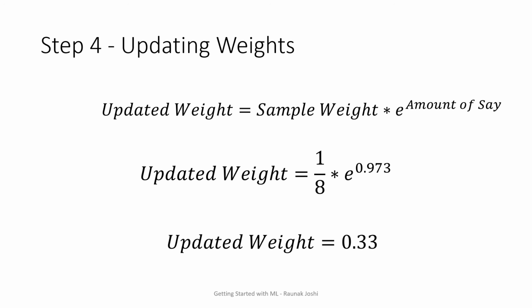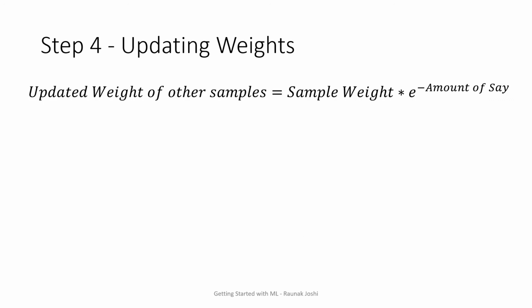Since I had 1/8 in each and every single row, now the value that was incorrectly classified has the weight of 0.33, which has increased. So 1/8 is basically 0.125. So it has increased. Similarly, this is not where it ends.